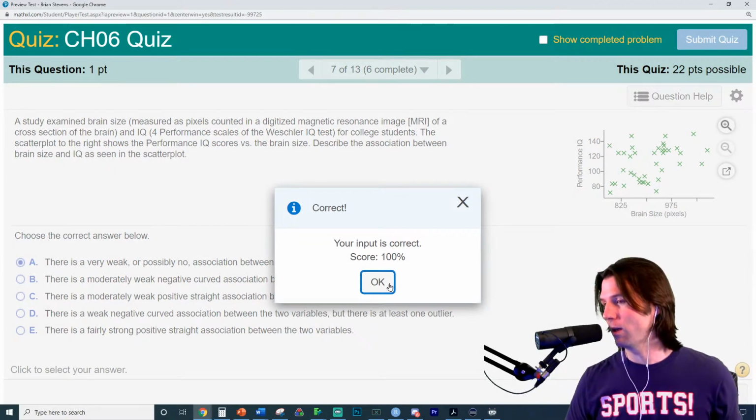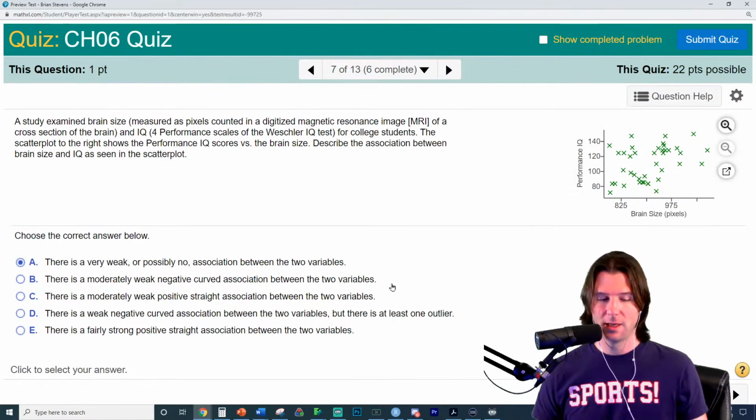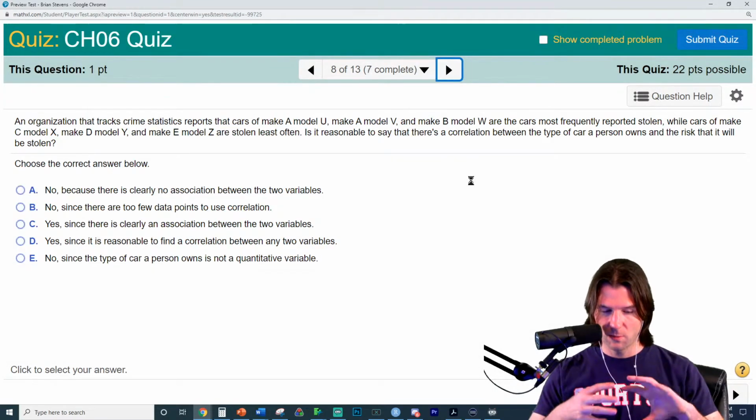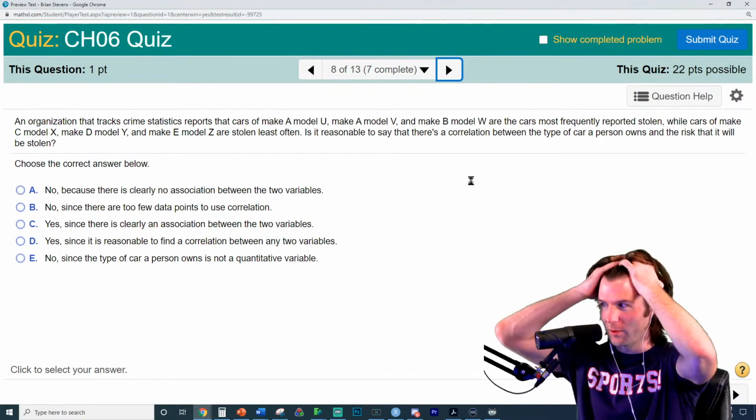We got it. Of course we got it. They're not gonna trick us. A little tricky on that one, just with the wording, and this one's so easy. We're gonna do it so quickly.